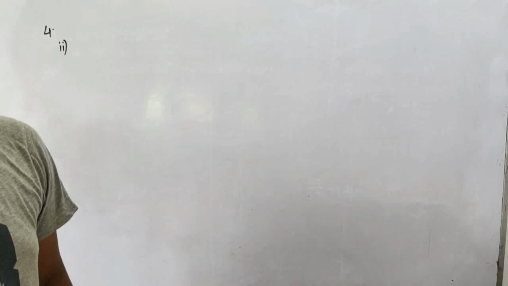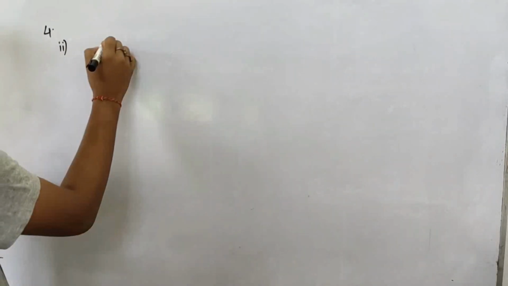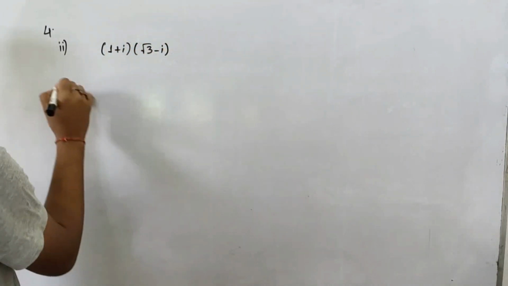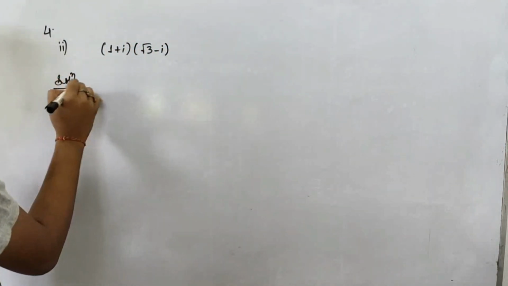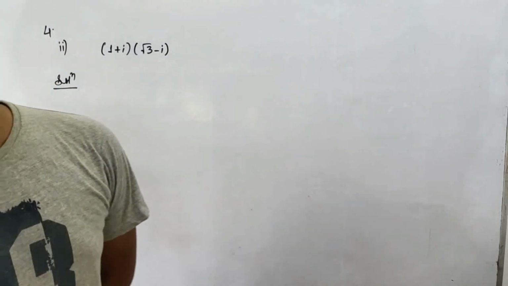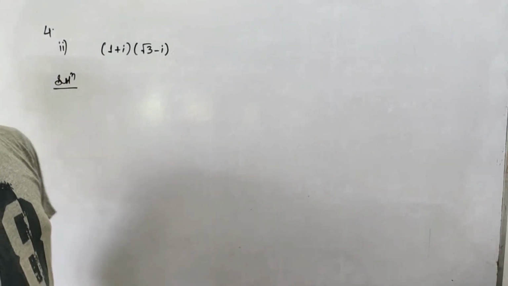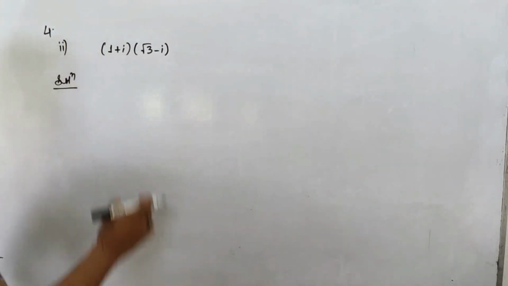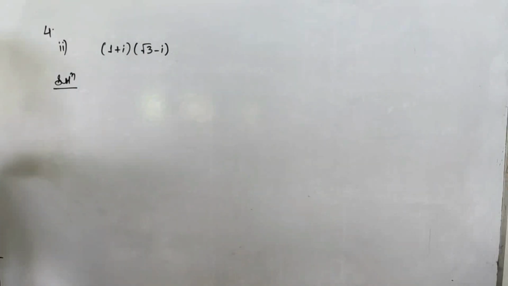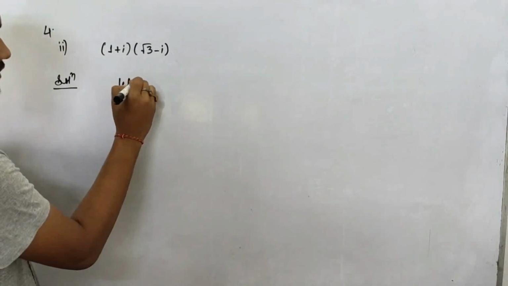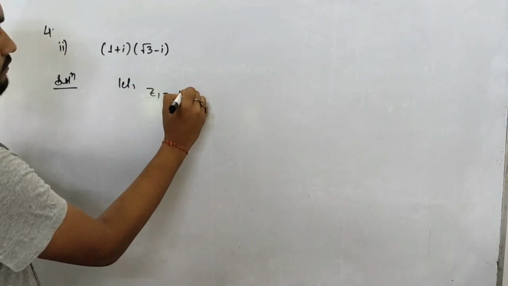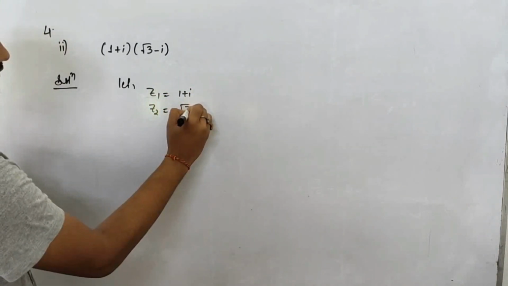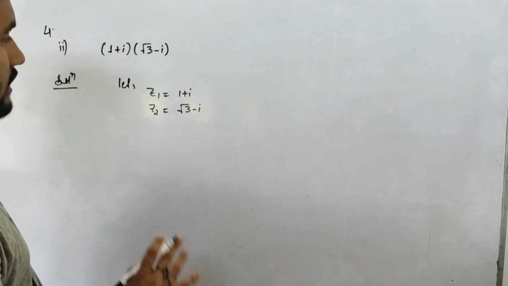What is given? 1 plus i and root 3 minus i. You have to prove what? That the amplitude of Z1 Z2 is equal to, if it is a product, then it will become a sum: amplitude of Z1 plus amplitude of Z2. So you consider this as Z1 and this as Z2. So let Z1 and Z2 be these.